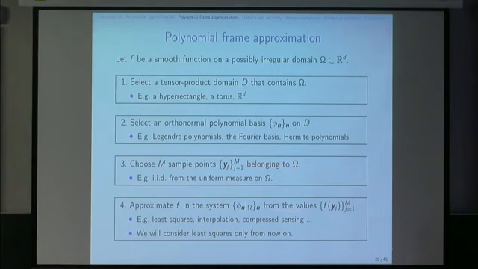Then we're going to pick m sample points according to some strategy in omega. For example, they could be from the uniform measure on omega, if omega is compact. And finally, given the samples of f, we're just going to approximate it in our polynomials restricted to omega. How are we going to do this? Well, we could do least squares, we could potentially do interpolation, we could also potentially do some kind of compressed sensing technique. I'm going to keep things simple for the rest of the talk, and talk about least squares only. When I say I'm going to keep things simple, that means that I actually do not know how to do interpolation or compressed sensing in irregular domains.